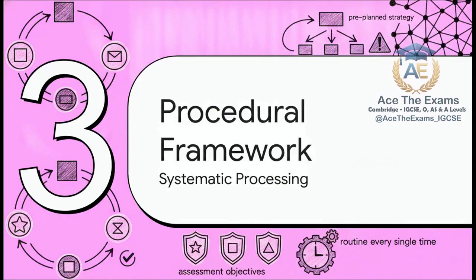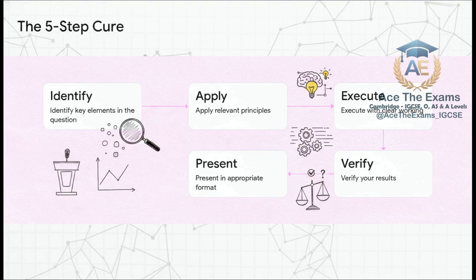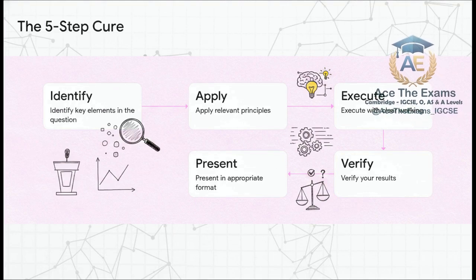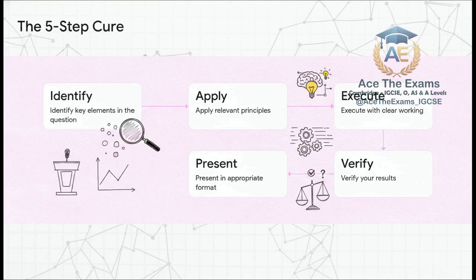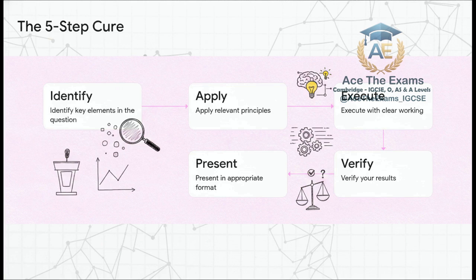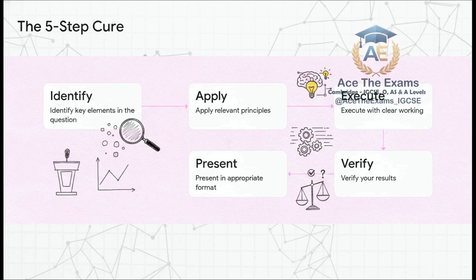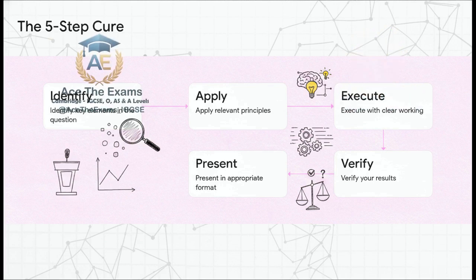Section 3, the procedural framework. So how do we actually cure those bad habits? How do we stop being an Alex or a Sam? We do it by consistently applying this exact 5-step procedural sequence. This is the computer science success blueprint. By doing this, you transform a chaotic, random guess into a structured, high-scoring response.